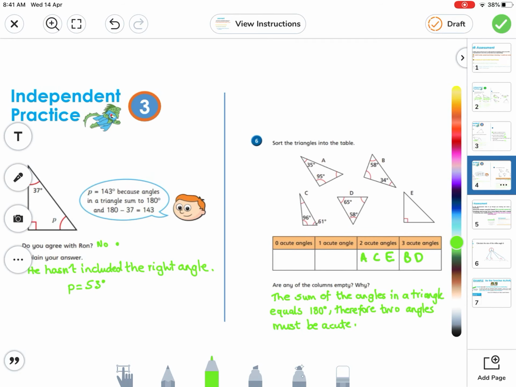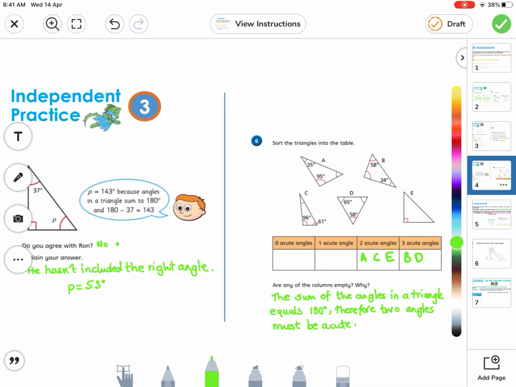On to independent practice 3. Ron says P equals 144 degrees because angles in a triangle sum to 180 degrees. Is he correct? Well, no, he is not. He has forgotten to include that right angle, hasn't he?